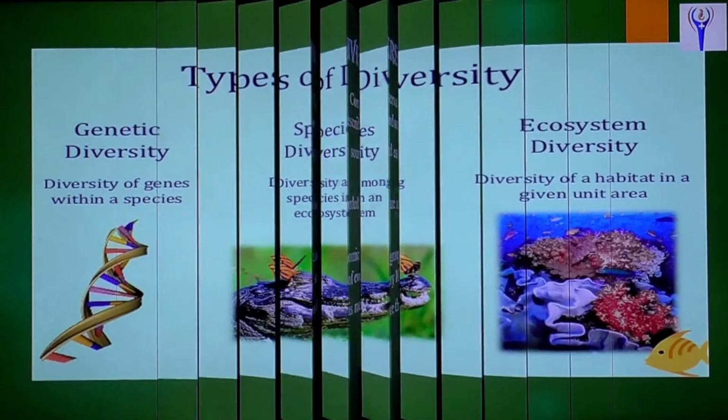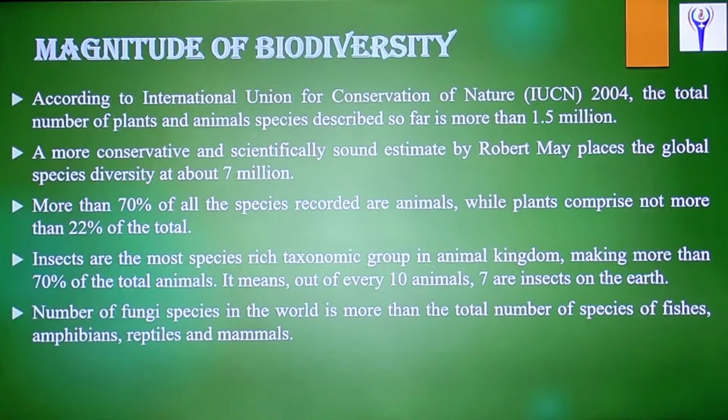Magnitude of biodiversity. According to the IUCN, the International Union for Conservation of Nature, they estimated that the total number of plants and animals is greater than 1.5 million. They also estimated that the temperate country species inventories are more complete compared to the tropical ones. And they said approximately 20 to 50 million species are yet to be discovered. A scientist called Robert May scientifically estimated the global species diversity at about 7 million. He also said fungi are of a larger number compared with fishes, amphibians, reptiles and mammals.